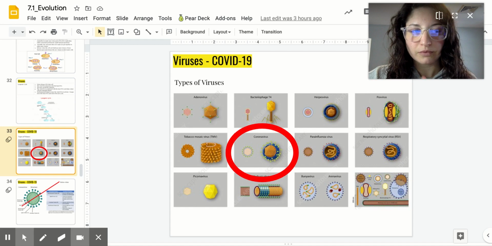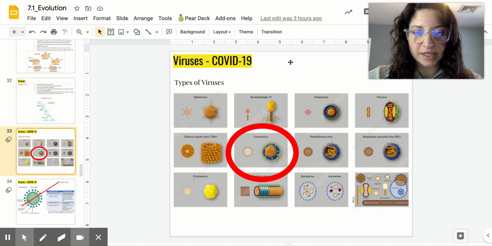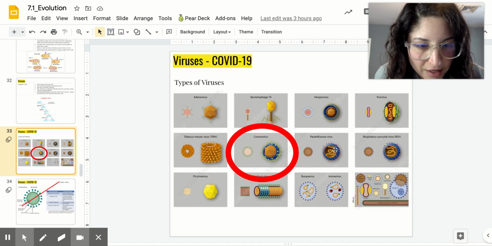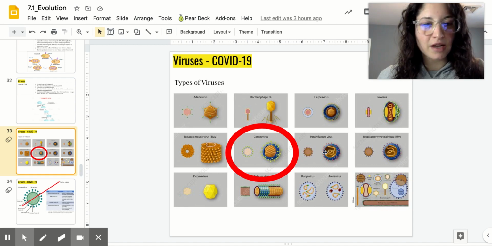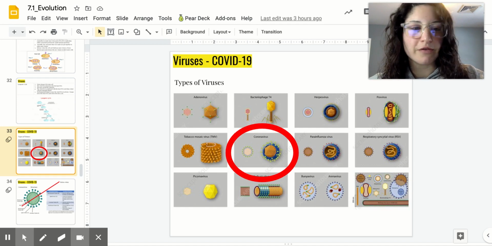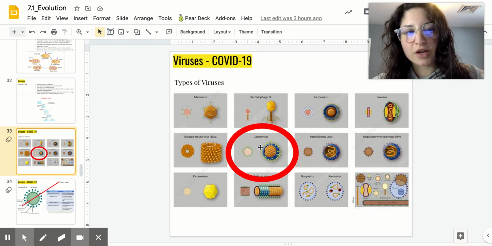So let's talk about specifically the COVID-19 virus. So, first off, there are different types of viruses. So, for example, this right here, the bacteriophage, this is a virus that infects bacteria cells. This is a version of the herpes virus. We have a respiratory type of virus over here. This influenza is the common flu. And then, of course, we are talking about the coronavirus, specifically COVID-19.